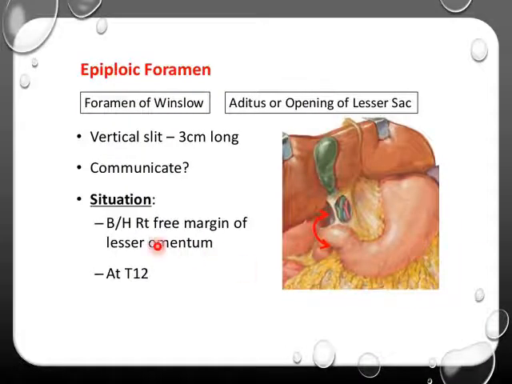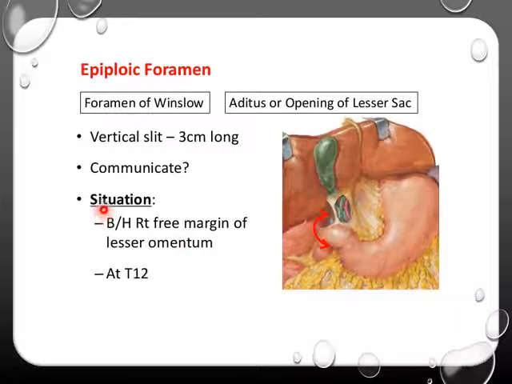Both the greater sac and the lesser sac communicate via a small foramen called the epiploic foramen, otherwise called the foramen of Winslow, or aditus, or opening of the lesser sac. All along, as you have seen, they don't communicate with each other. They are completely separate except at one place where the lesser sac and greater sac are continuous. That foramen is nothing but the epiploic foramen.